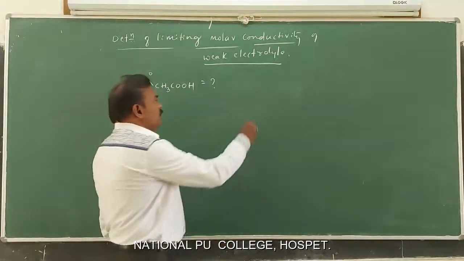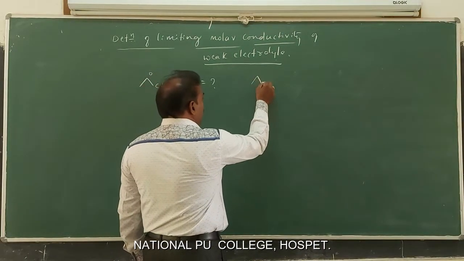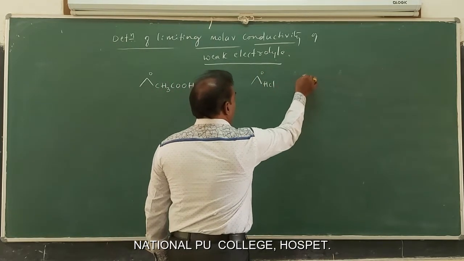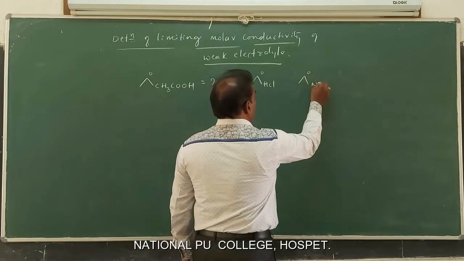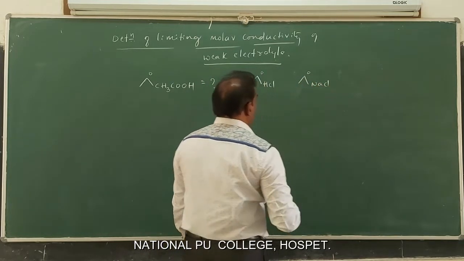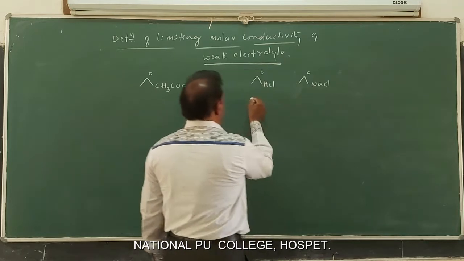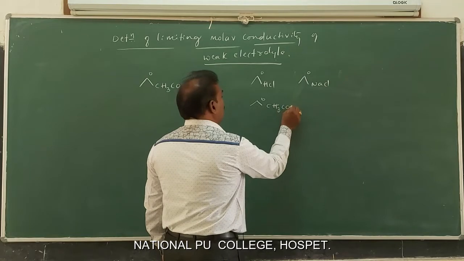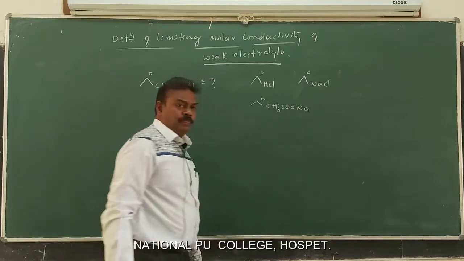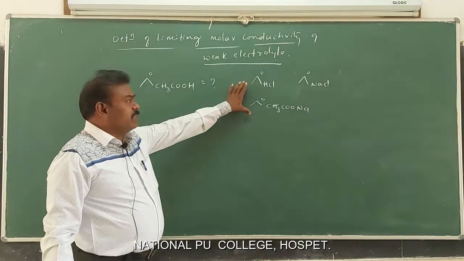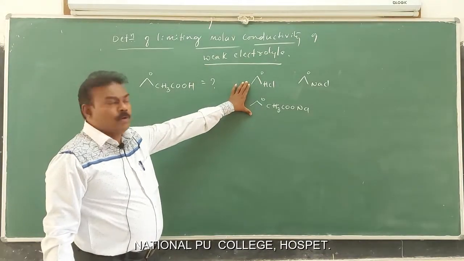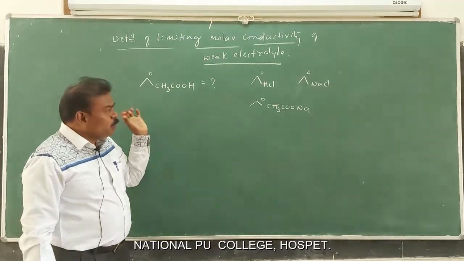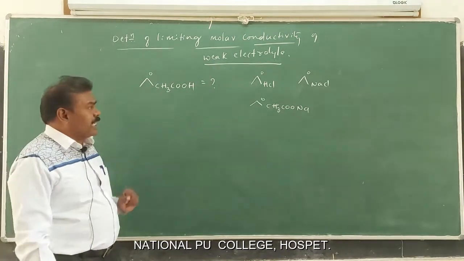Using the molar conductivity of hydrochloric acid, the limiting molar conductivity of NaCl, and the limiting molar conductivity of CH3COONa, which will be given. Limiting molar conductivity of these substances will be given. We have to find the limiting molar conductivity of what? Acetic acid. How to find the limiting molar conductivity of acetic acid?